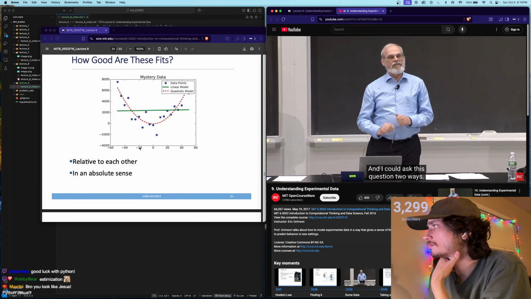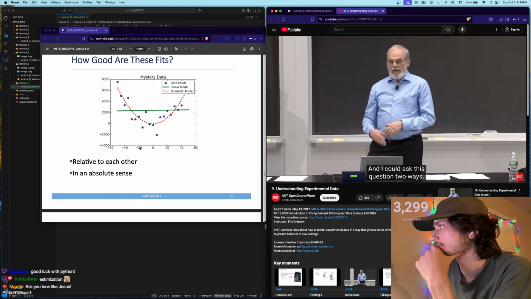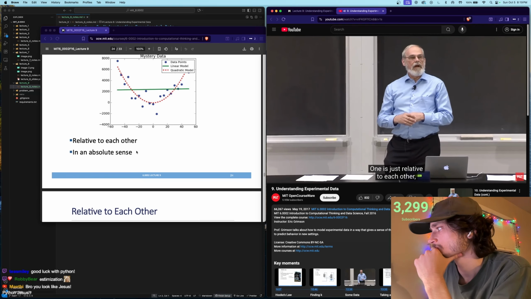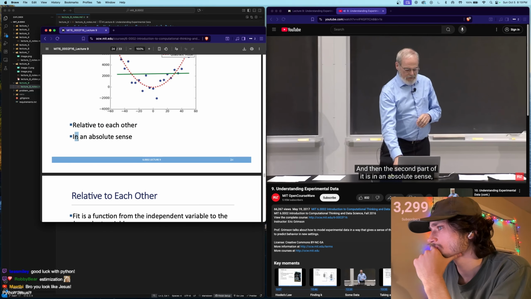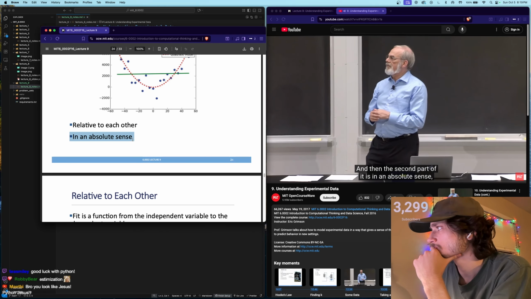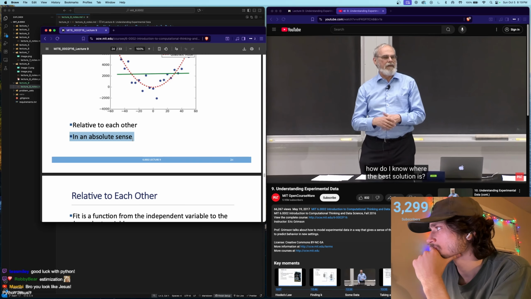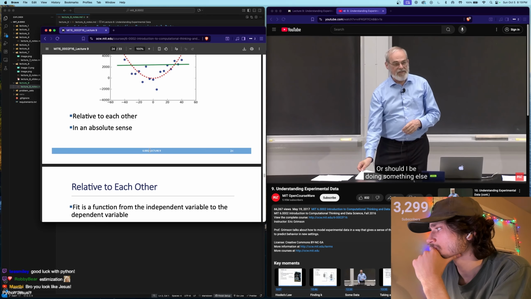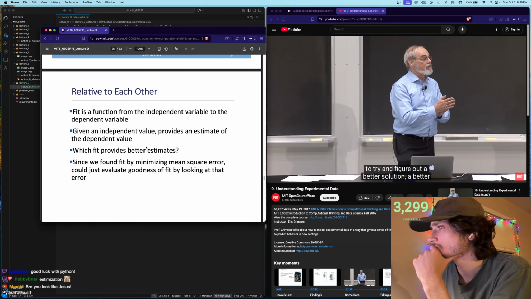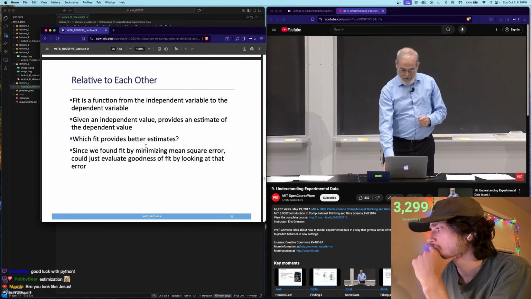And I could ask this question two ways. One is just relative to each other, how do I measure which one's better, other than looking at it by eye? And then the second part of it is, in an absolute sense, how do I know where the best solution is? Is quadratic the best I could do, or should I be doing something else to try and figure out a better solution, a better fit to the data?